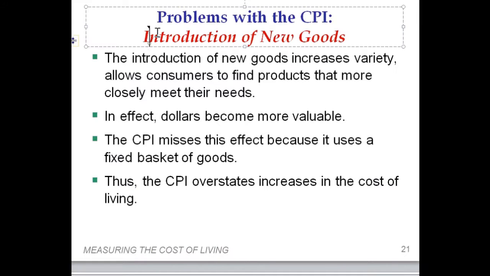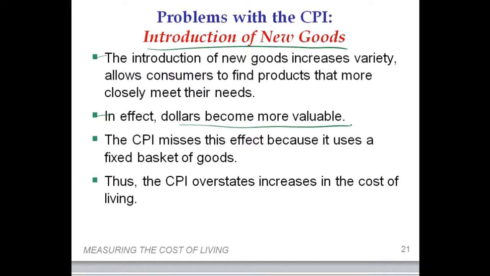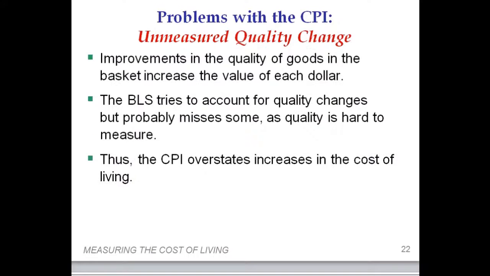Another problem with the CPI is the introduction of new goods. The introduction of new goods increases variety and allows consumers to find products that more closely meet their needs. When better alternatives enter the market, consumers turn to them, which makes each dollar more valuable. The CPI misses this effect because it uses a fixed basket of goods and doesn't account for new things that have entered the market. Thus, the CPI overstates increases in the cost of living.